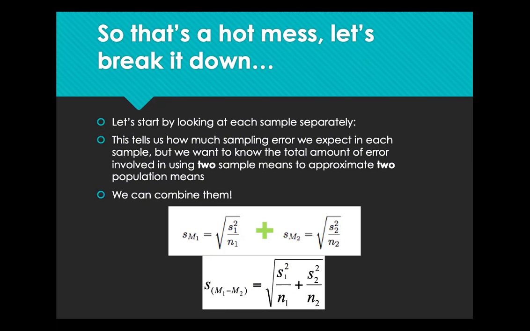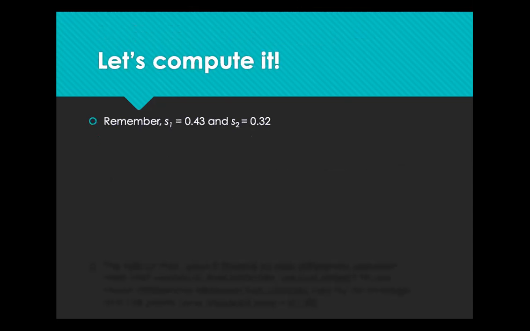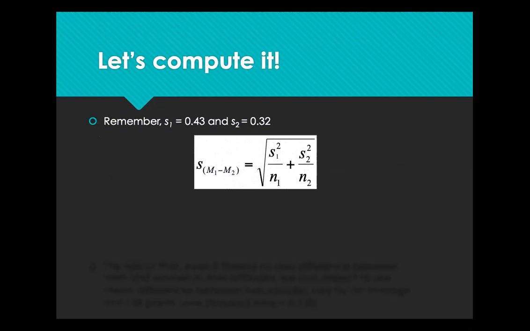And when you rewrite it, you've got the standard error of differences, right? The standard error of mean 1 minus mean 2 is equal to the square root of the variance over n plus the variance over n. So let's do the computation here for this example. We already know the standard deviation for both groups, 0.43 and 0.32. So this is pretty straightforward. We're just going to plug it into this formula.